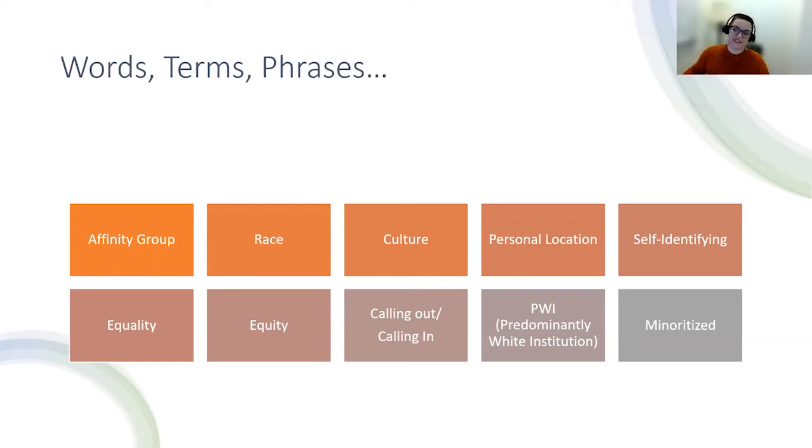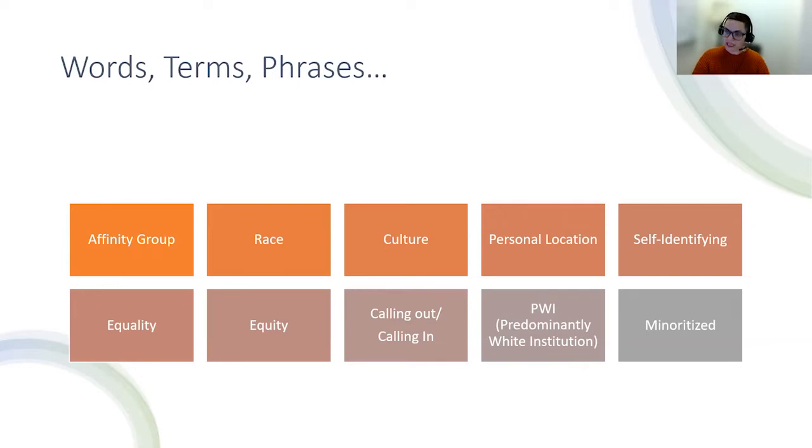Self-identifying means very close to what it sounds like, which is, I identify as white. And I also identify as a person who uses she, they pronouns, still exploring what that means. It's a reminder that we can't make assumptions about how someone identifies, and that they have to present themselves to the group.